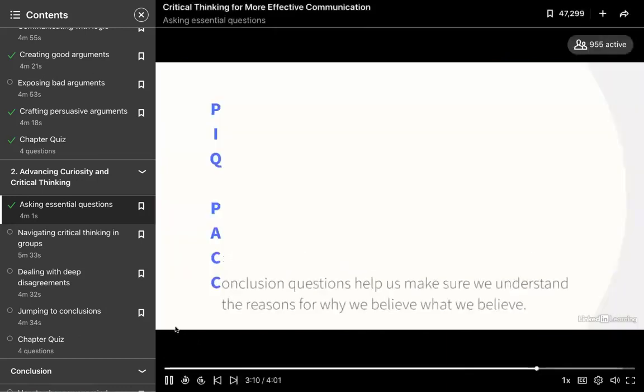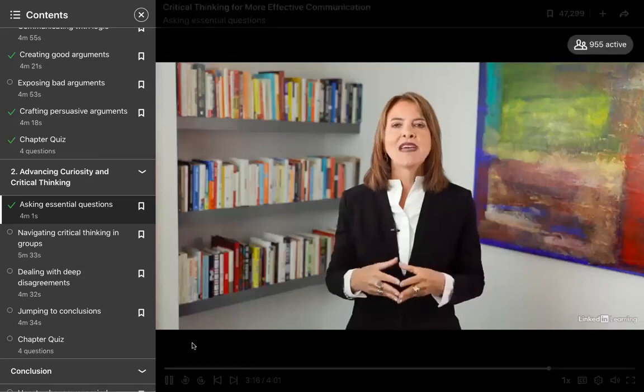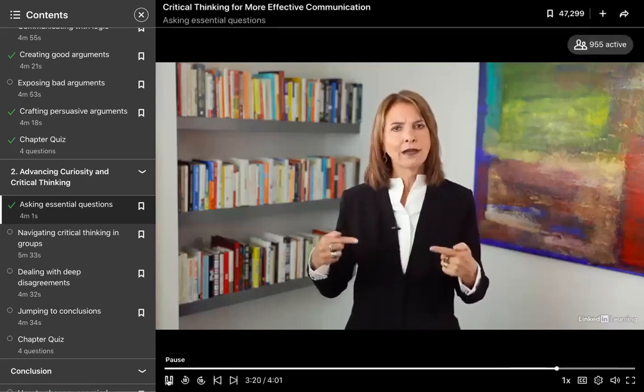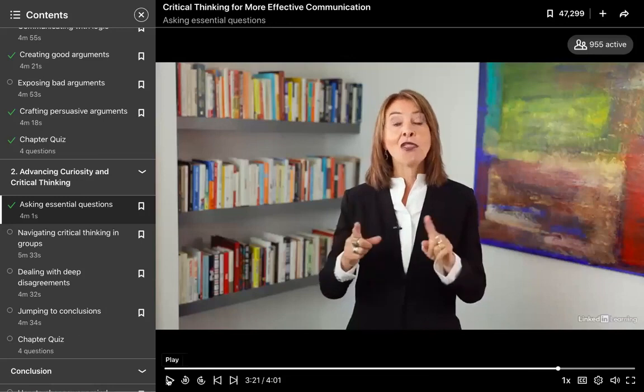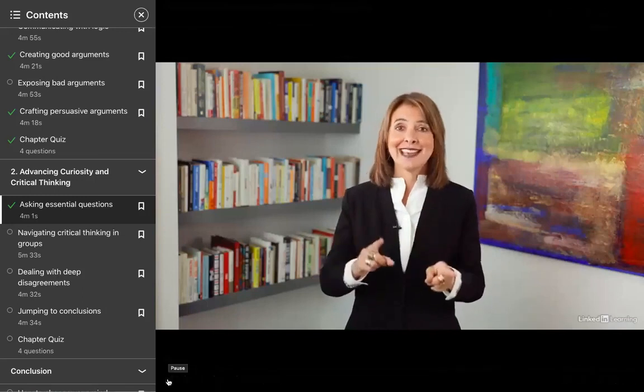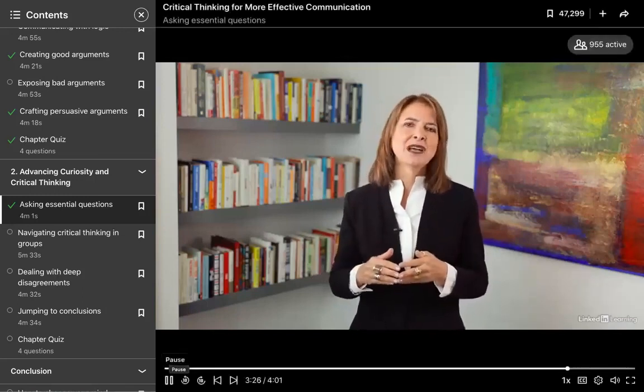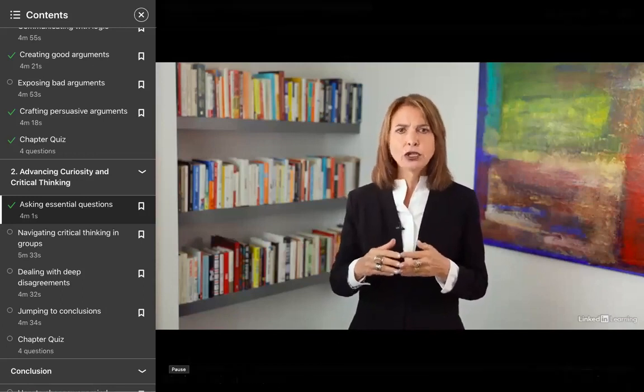Conclusion questions help us make sure we understand the reasons for why we believe what we believe. Start with asking, have I provided good reasons for my conclusion? Ask yourself before asking your opponent. Then you can ask, can you explain your reasoning? Or is there a different plausible conclusion?